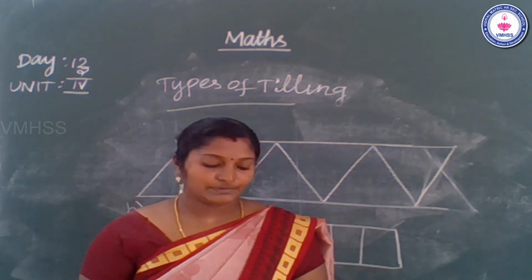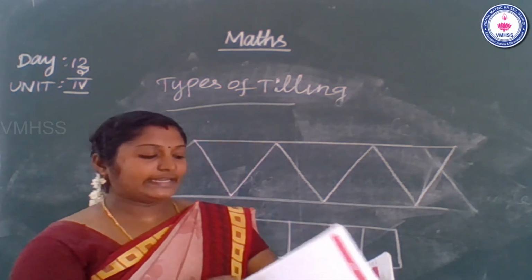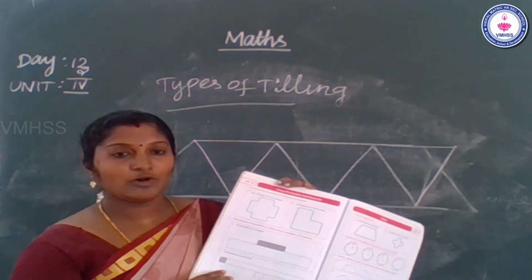Okay, so today the class is over. The portion is also over. Worksheet number 24 and worksheet number 25 are the balance of our homework.